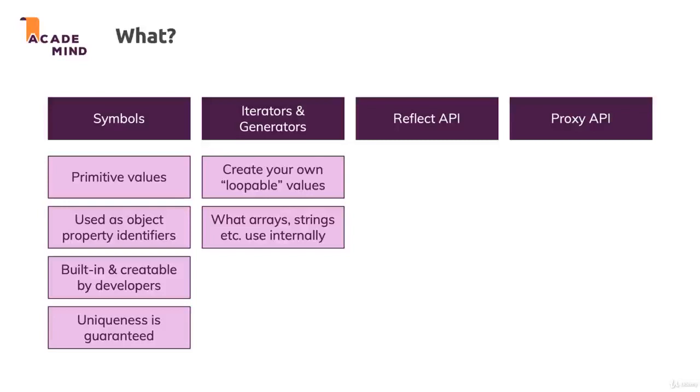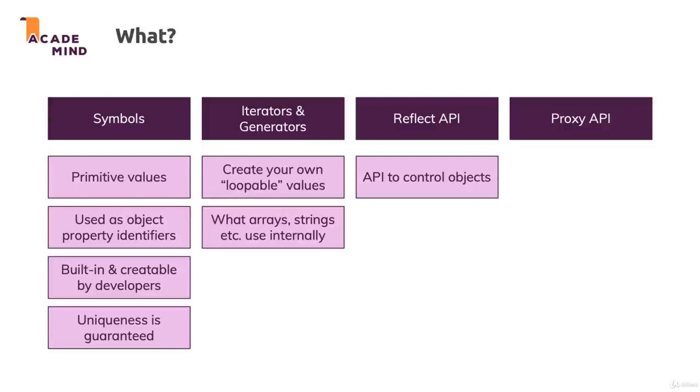With that, let's move on to the Reflect API. Now, what is the Reflect API all about? It is totally not related to iterators and generators and symbols. It is related to objects, though. It is an API that allows us to control objects, to do things with JavaScript objects. And in the end, it's just an object itself.